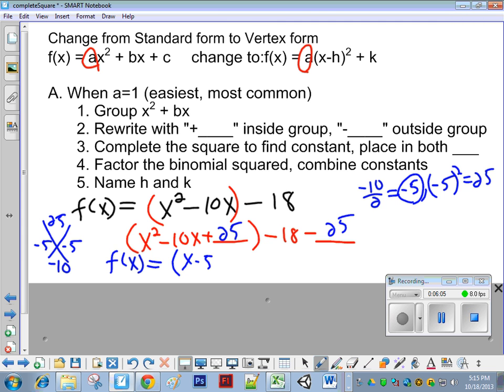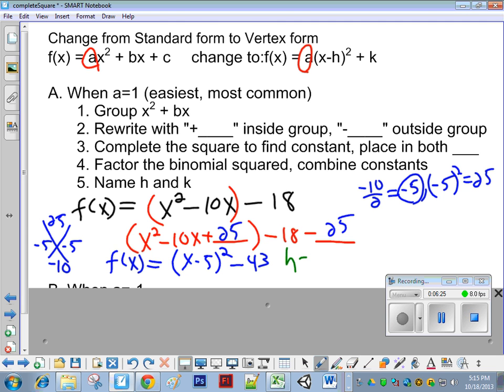X minus 5 quantity squared, and negative 18 minus 25. Let's see, 20 would have been 45. 2 less than that is minus 43. So the last thing I'm going to do is go ahead and list my h and k. H is the opposite value of the group, so that's positive 5. K is the following number, negative 43. Okay, so this is my vertex form right here.